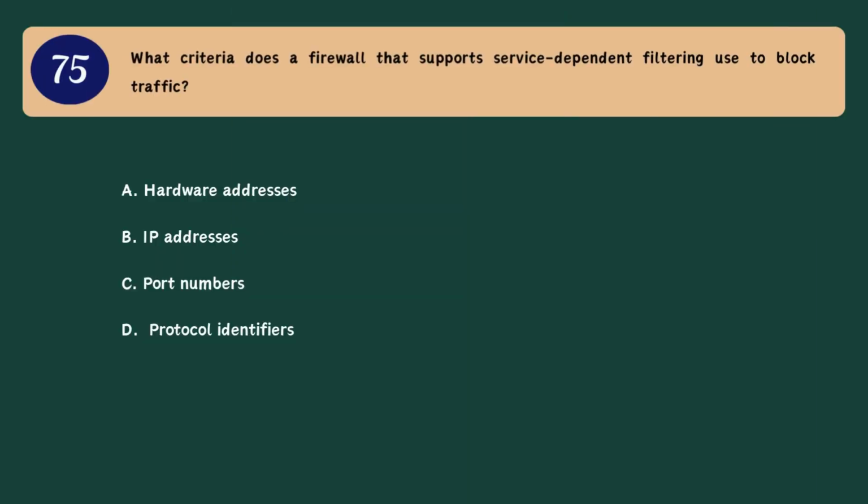Question 75. What criteria does a firewall that supports service-dependent filtering use to block traffic? A. Hardware addresses. B. IP addresses. C. Port numbers. D. Protocol identifiers.